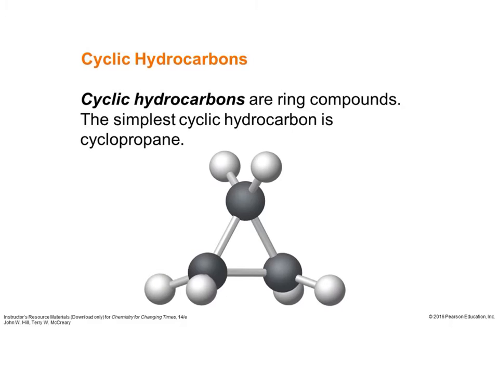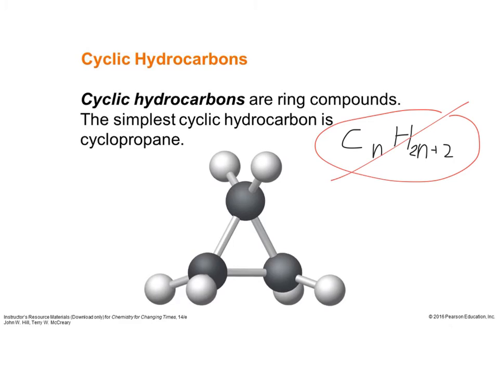When we have a cyclic hydrocarbon, we violate our formula. CnH2n+2 no longer applies for cyclic hydrocarbons. The reason that's a no for cyclic hydrocarbons can be easily seen when we look at propane. What we have is propane in the cyclo form, so we're referring to it now not as propane, but as cyclopropane.